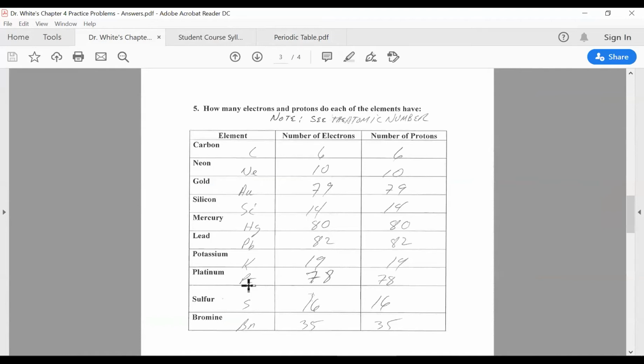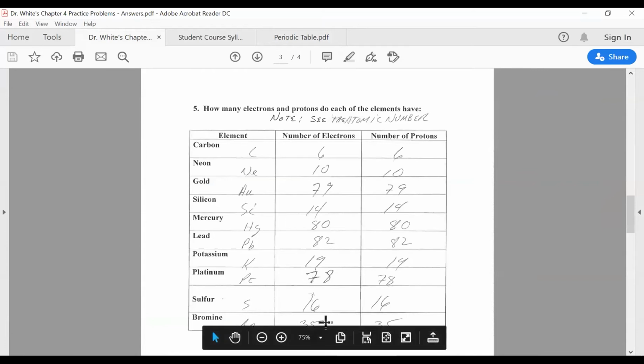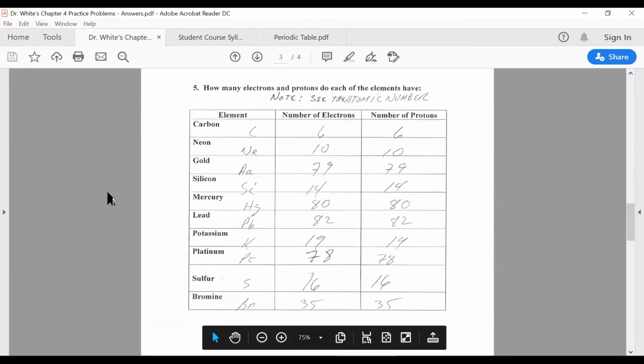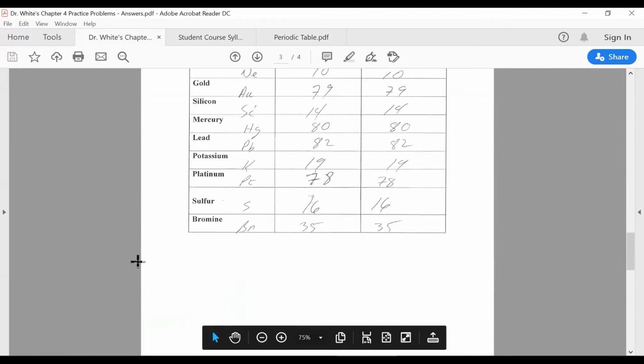And let's do one more. Oh, bromine, I like that. 35 and 35. Br is the chemical symbol for bromine. And that's how you do it.